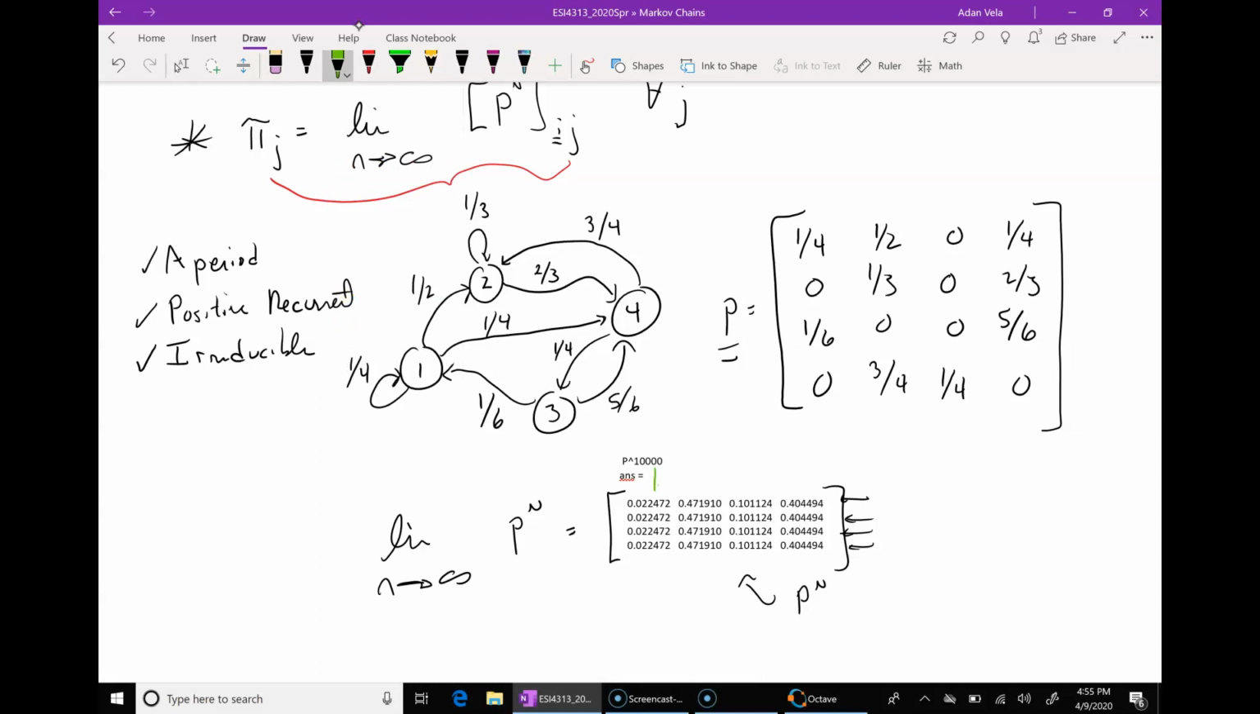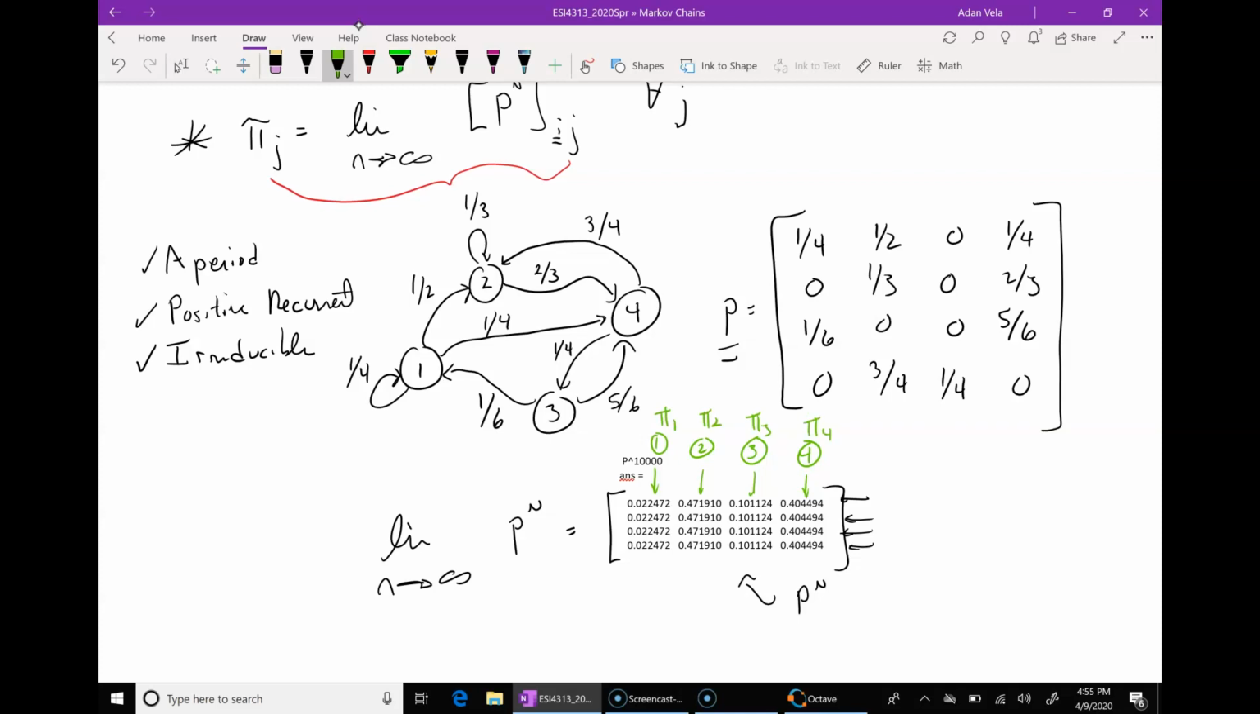So here goes the first column, second column, third column, fourth column. And what they correspond to is the steady state or limiting probability for state 1, for state 2, for state 3, and state 4. And so this is going to give us pi 1, pi 2, pi 3, and pi 4.